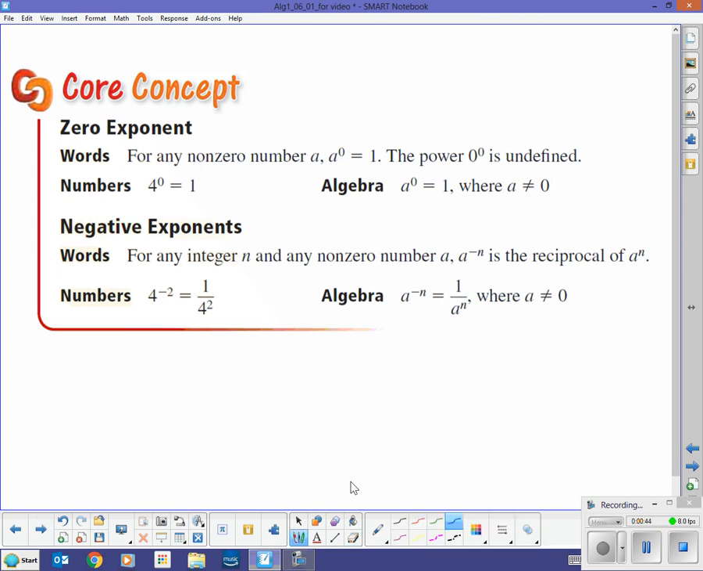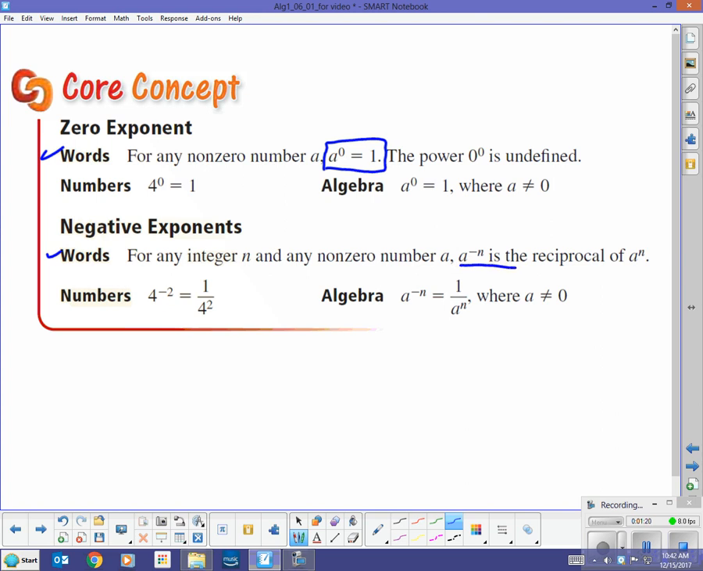And first off, let's talk about the zero exponent. Essentially, the zero exponent says that for any non-zero number, anything to the power of 0 equals 1. Okay? Anything to the power of 0 equals 1, except for, of course, 0 to the power of 0. So in numbers, 4 to the power of 0 equals 1, or any variable to the power of 0 equals 1.